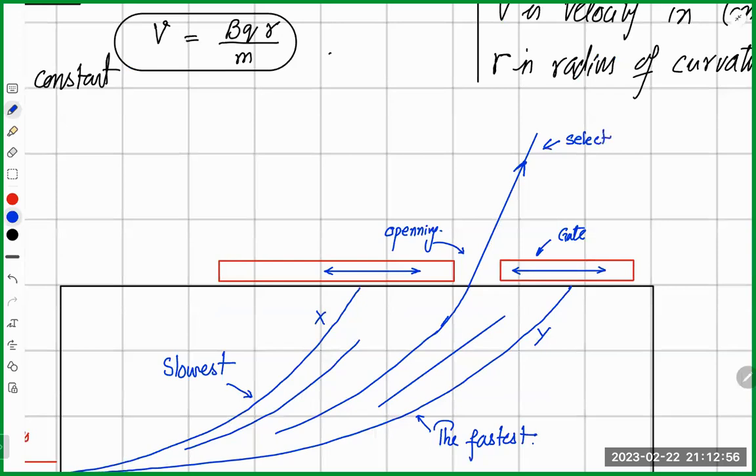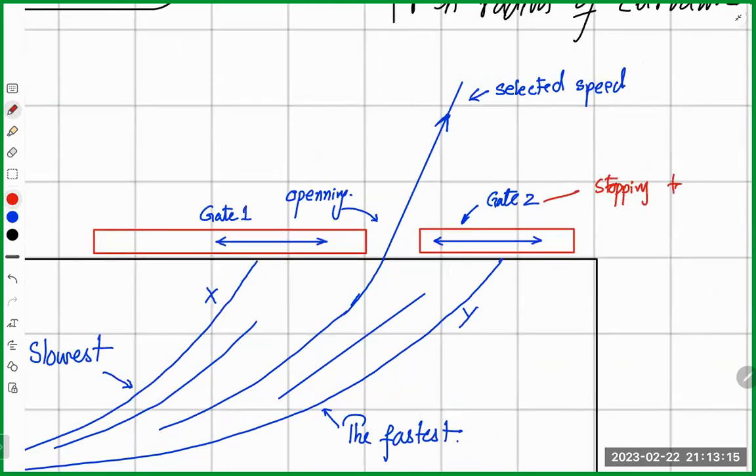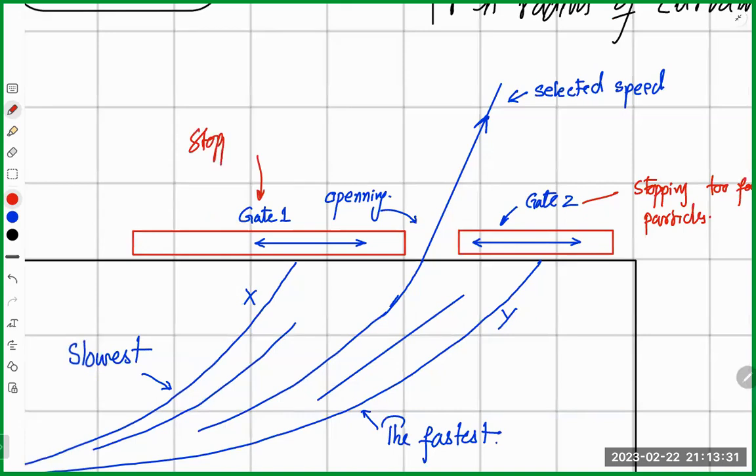select it, speed, gate 2, gate 1. Gate 2 is stopping too fast particles. Gate 1 is stopping too slow particles.